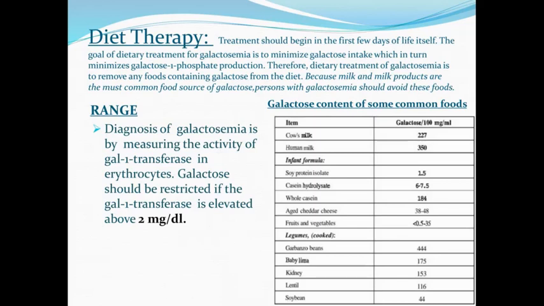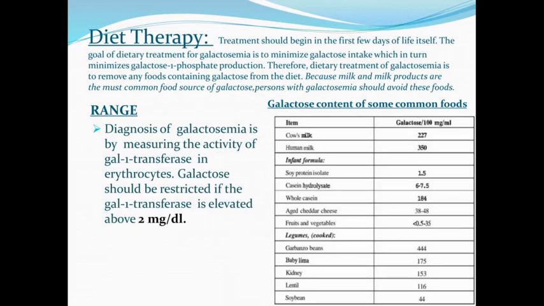It should be noted that they should be avoiding these foods. Diagnosis of galactosemia is by measuring the activity of GAL1 transferase in erythrocytes. Galactose should be restricted if the GAL1 level is elevated above 2 mg per dl. Okay, so now you can see a tabulated form of galactose content by food.